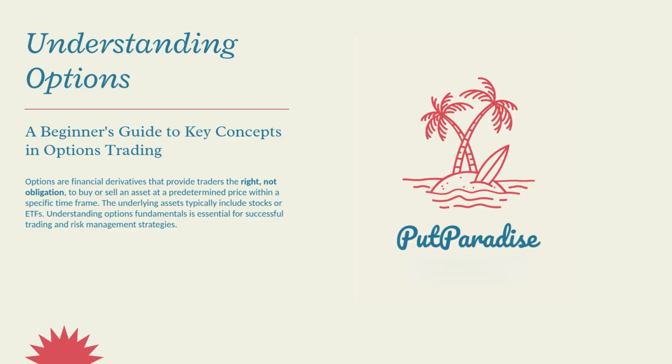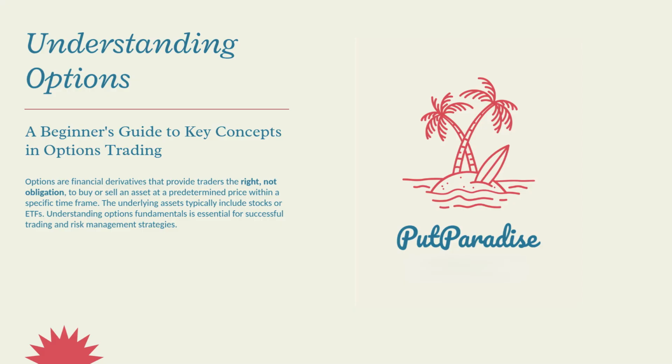So one of the things we want to get into is what is an option? An option is a financial derivative based on an underlying. It provides the trader the right, but not the obligation, to buy or sell an asset at a predetermined price within a specific time frame. All of these options have an expiration date and a time frame with which the option must be executed. After that, they would expire worthless.